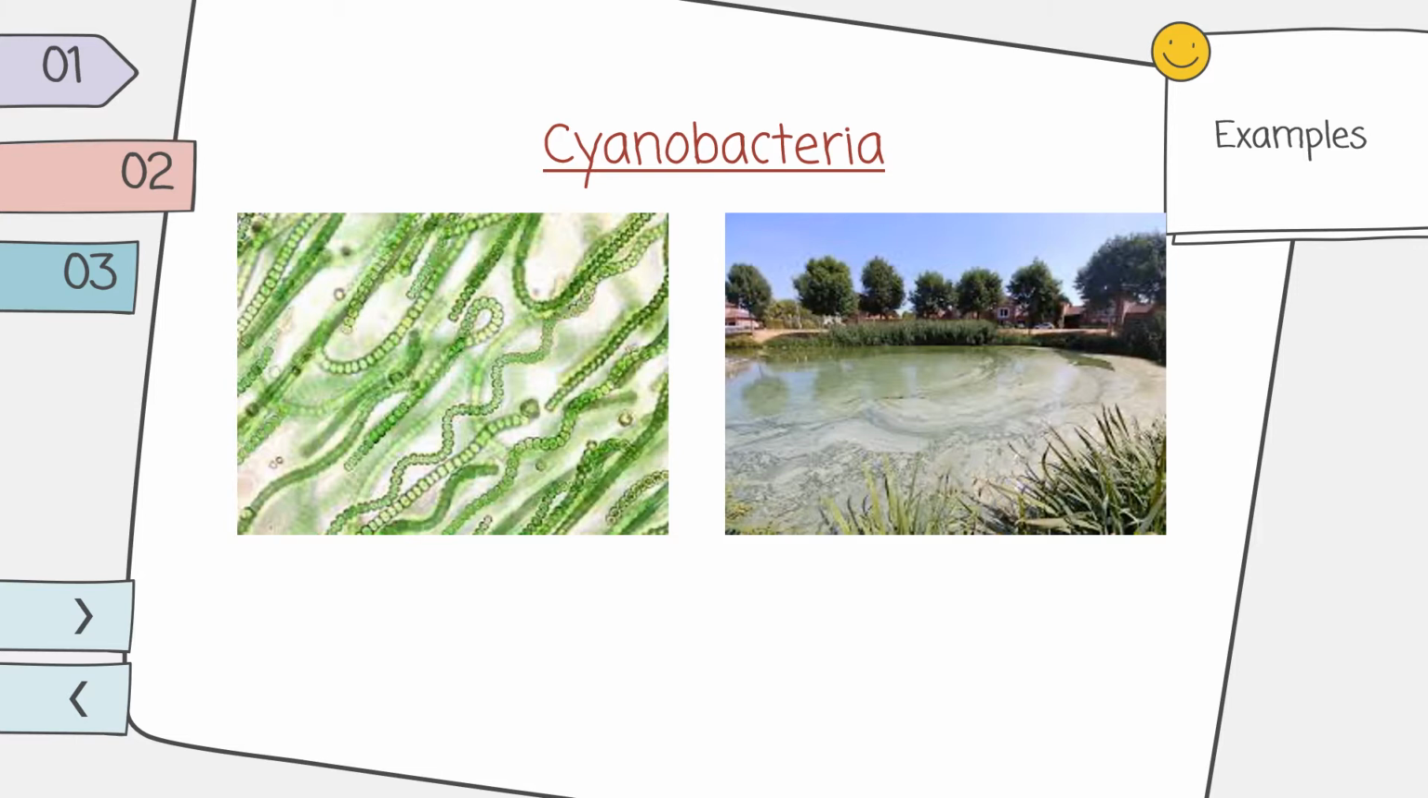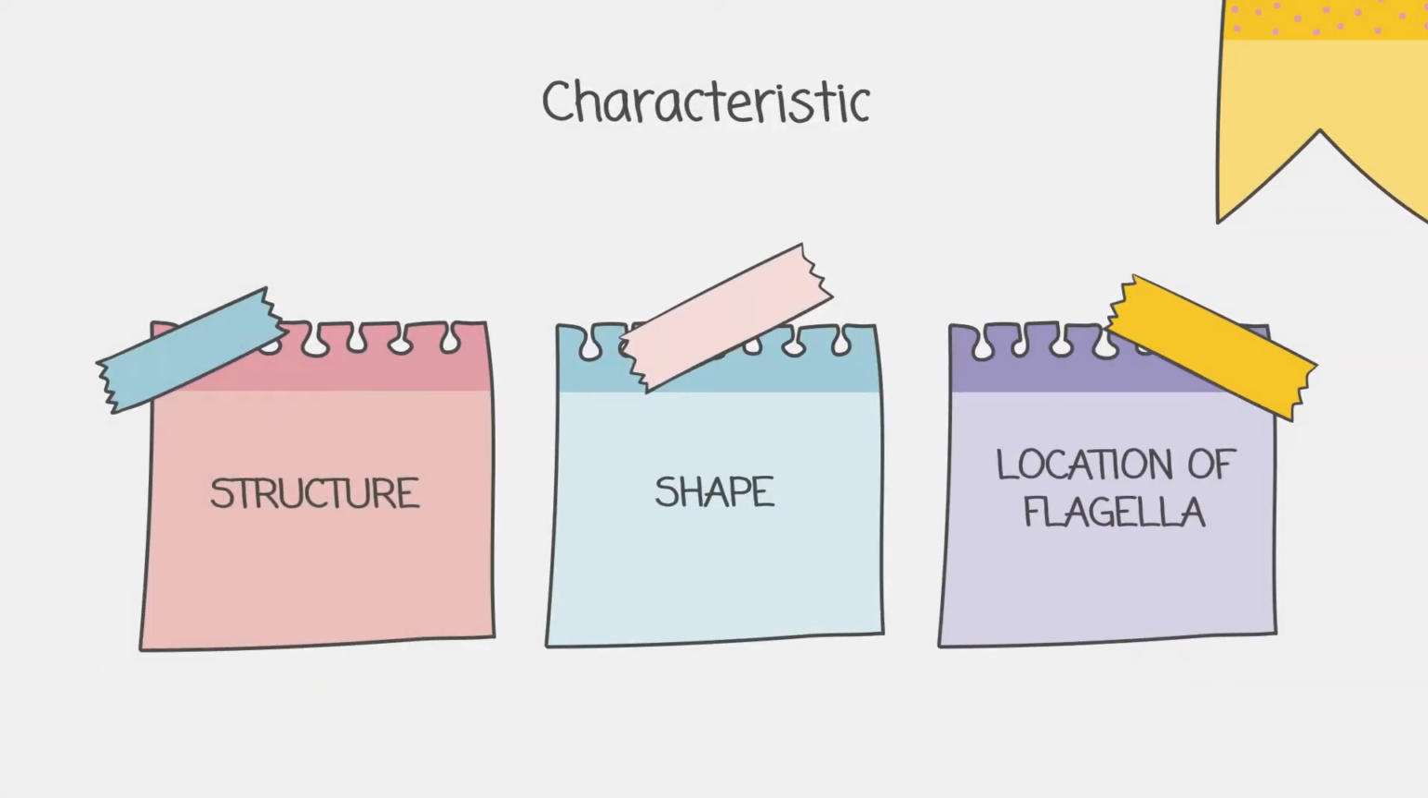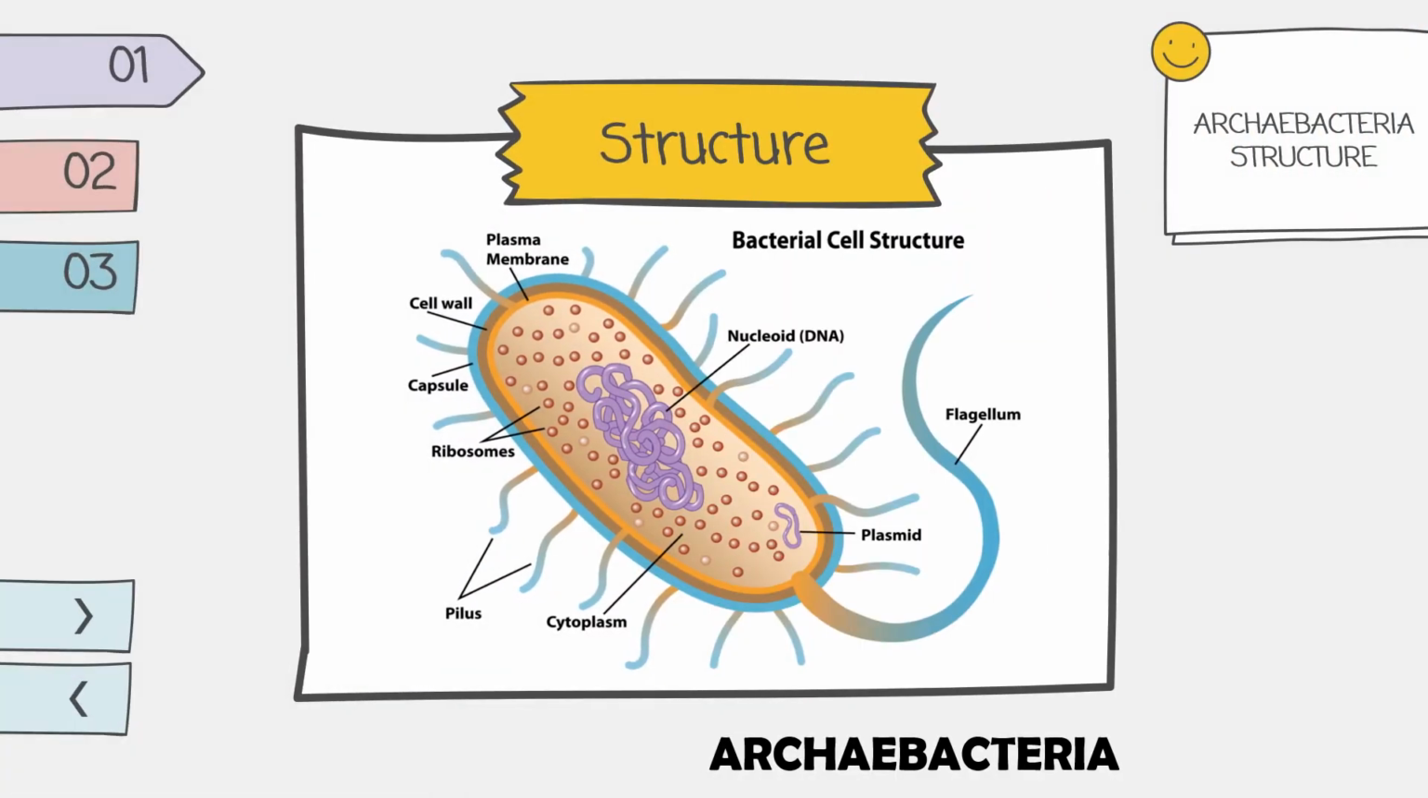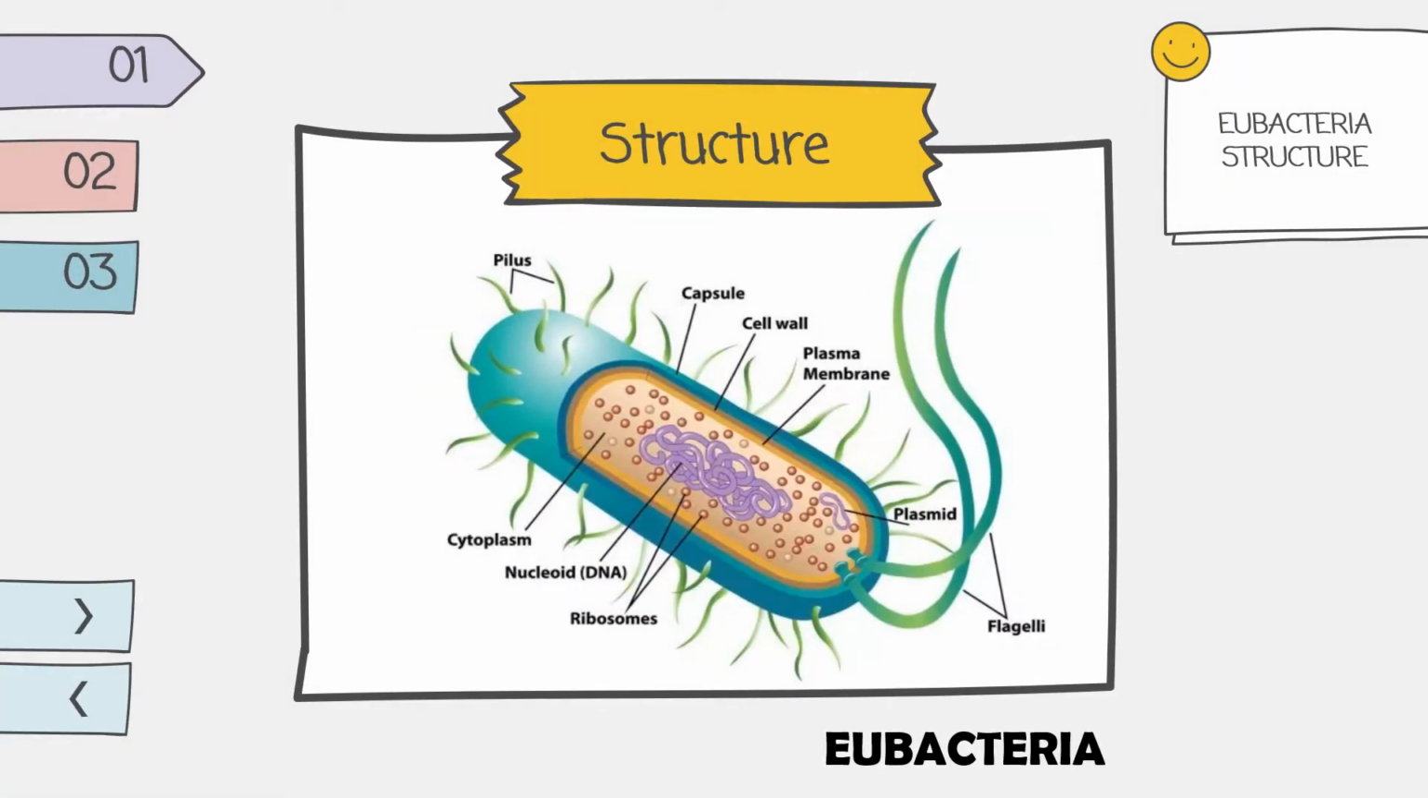Eubacteria also include most of the familiar bacteria of medical and economic importance, such as E. coli, Salmonella, and Lactobacillus. Next is their characteristics, which we cover on their structure, shape, and location of flagella. This is the structure of Archaebacteria, while this is the structure of Eubacteria.